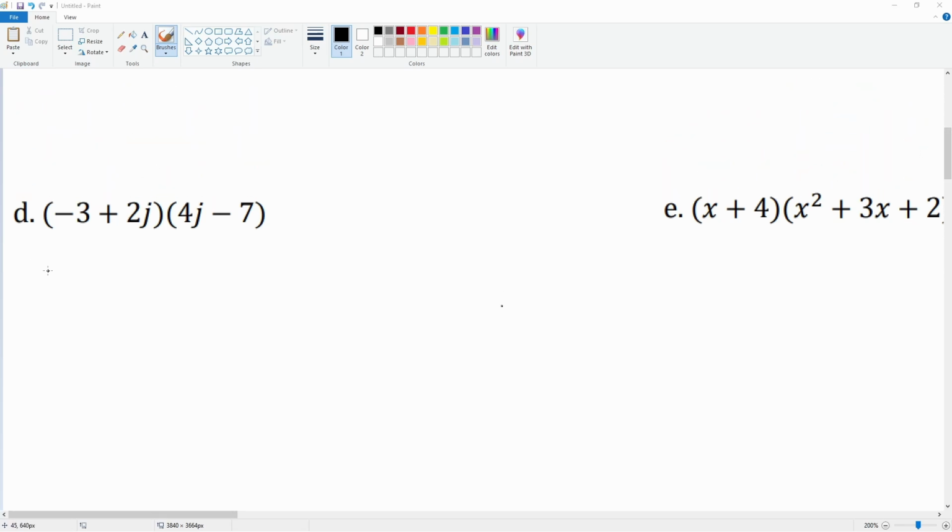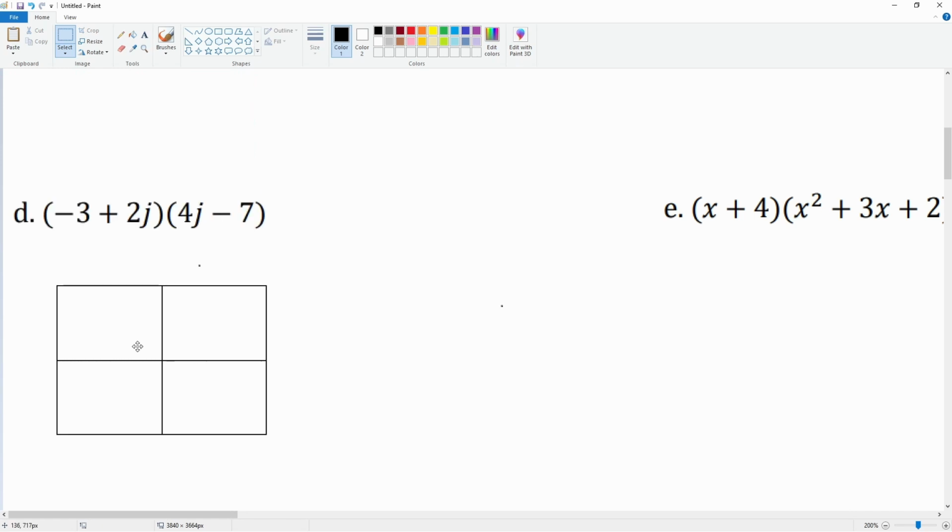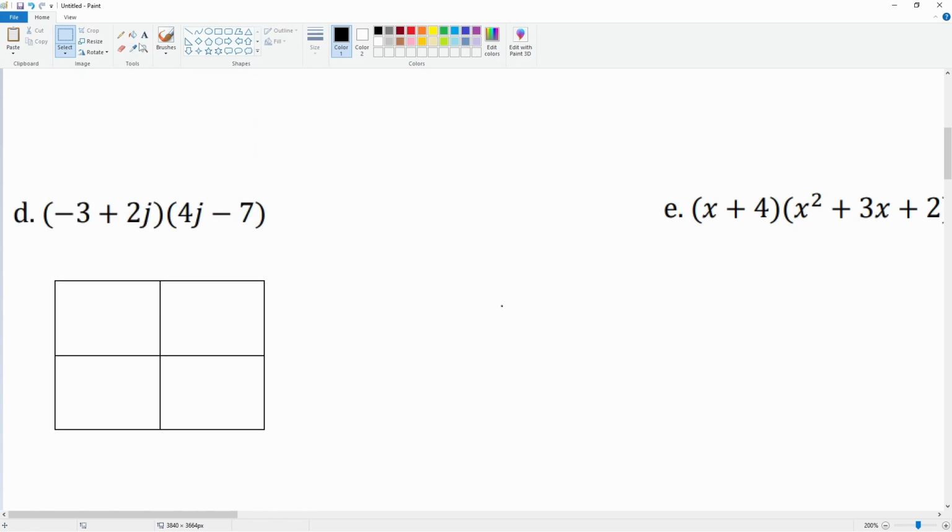Here we have a 2 term times another 2-term polynomial, binomial times a binomial. So let's fill in that 2 by 2 shape. We have a minus 3 here, a plus 2j. So from left to right, that is the first term, 4j. And a minus 7 going up and down for the column. All right, let's do some multiplication here.